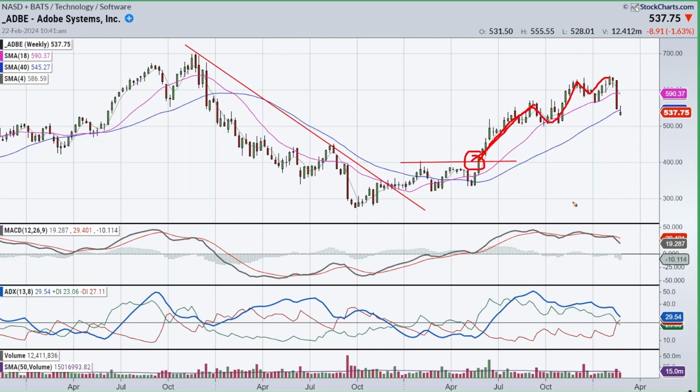And then we started to show a little bit of sign of momentum loss here, and now we've got a violent break of the 18. Now, this is the first break of the 18. This is not really a break of the 18. We tested it here, and now we're getting a violent break.